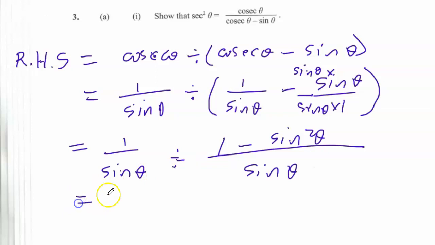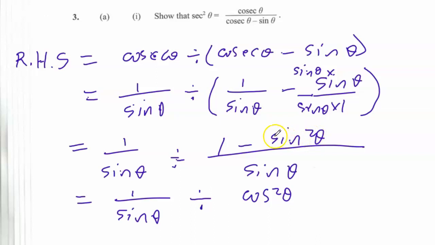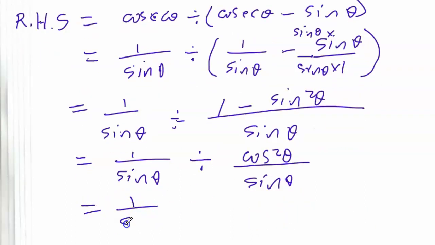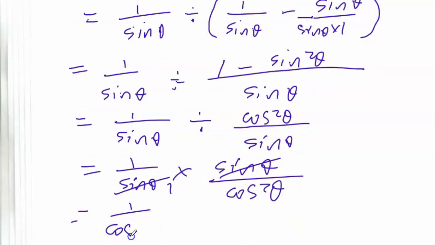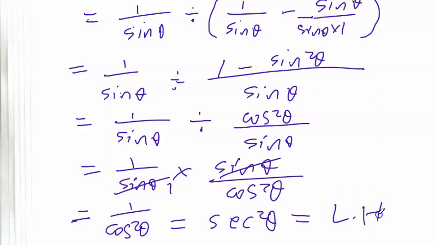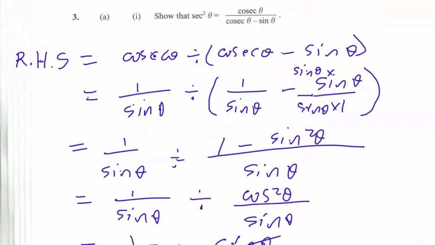So we end up with 1 over sin theta divided by 1 minus sin squared over sin theta. 1 minus sin squared is the same as cos squared. Remember the identity, cos squared plus sin squared equals 1, which means 1 minus sin squared is cos squared. So this becomes 1 over sin theta times sin theta over cos squared theta, and sin into itself is 1. So we are left with 1 over cos squared theta, and remember 1 over cos is sec, so this is sec squared theta, which is what the left hand side is. So therefore this proof was quite easily done.